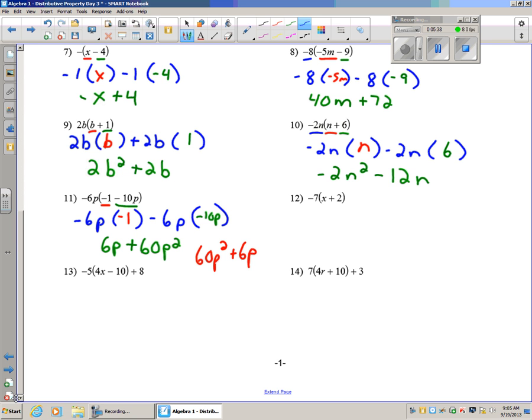Number 12, negative 7 is being distributed to two different things. The first term being x, and the second term being 2. Negative 7 times x, negative 7x. Negative 7 times 2, negative 14.